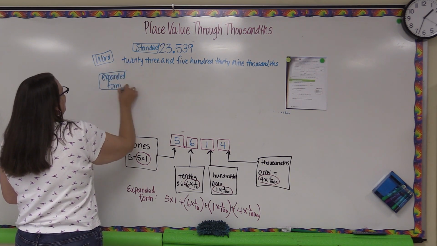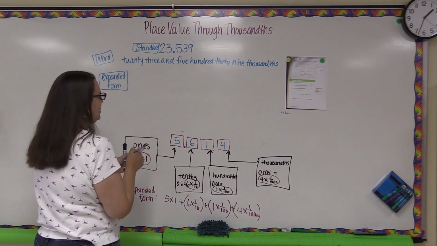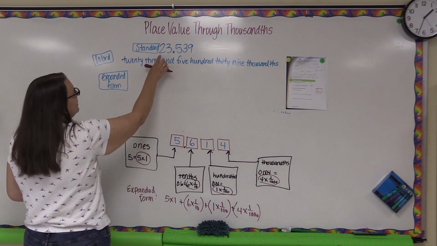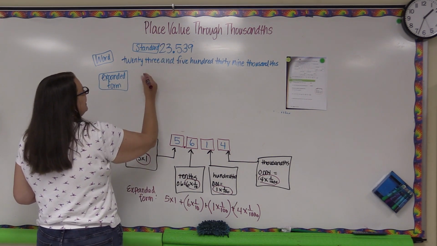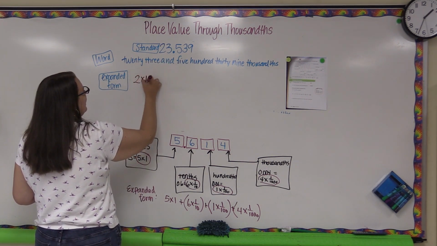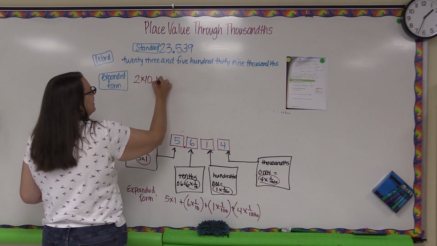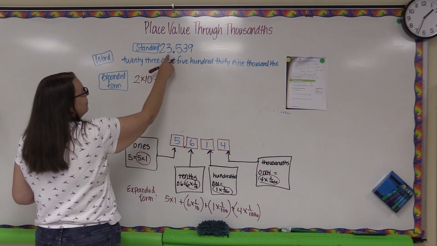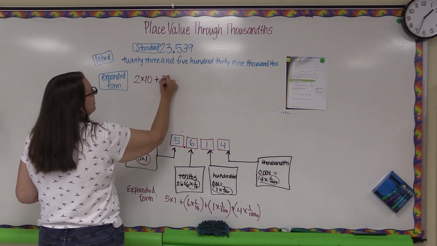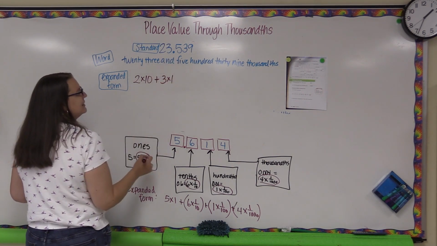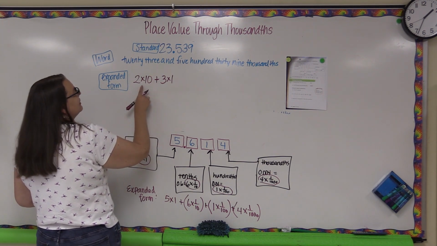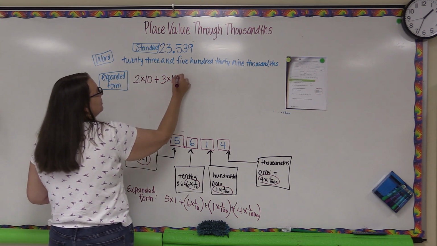Here's what expanded form is going to look like. We're going to take each digit and do it like we did down here. We have a 2 and it's in the tens place, so that would be 2 times 10. We need to add all these place value spots together. That's where the plus comes in. Now we're looking at the 3. This would be 3 times 1 because it's a 3 in the ones place. So tens place, ones place.